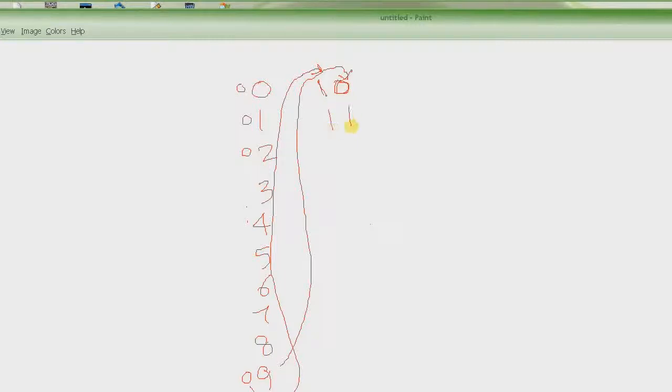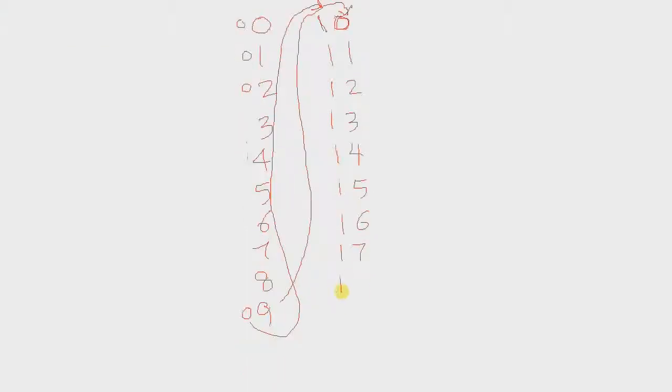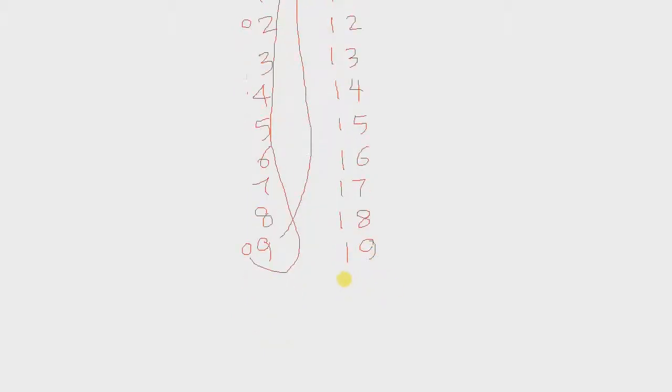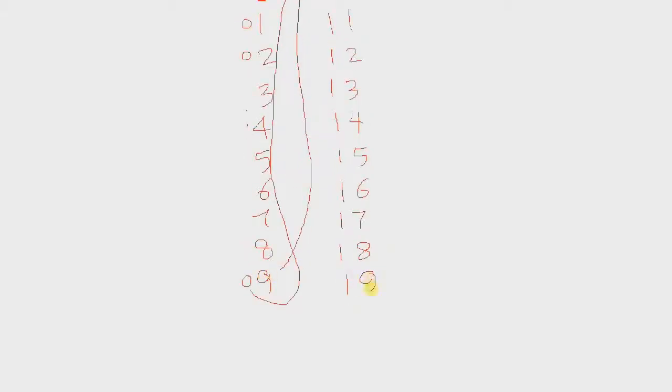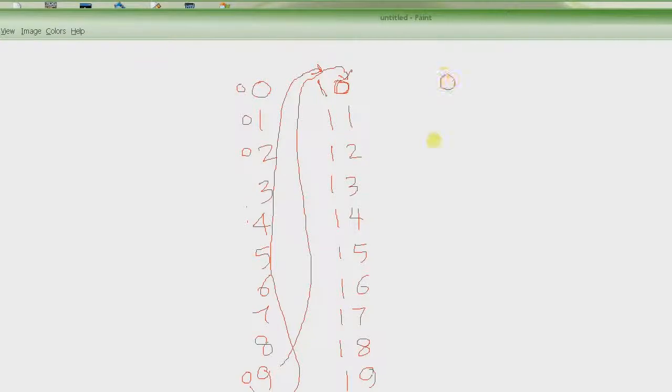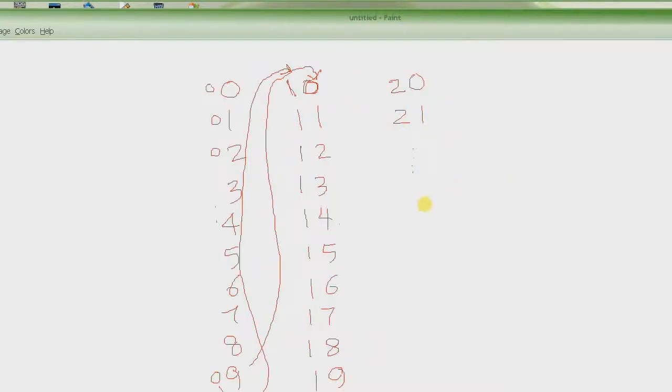And then what comes next? 11, 12, 13, 14, 15, 16, 17, 18, 19. And then, oops, we ran out of digits again. So we do the same thing as we did here. We reset this one to 0 and we increment the next one to 2. And then we go to 21 and so on. That's how our number system works. This is how we build numbers. And with this method we could count to, I don't know, infinity. We can just keep counting and counting. So this is how our number system works.